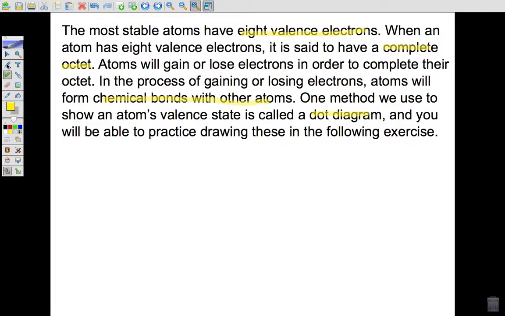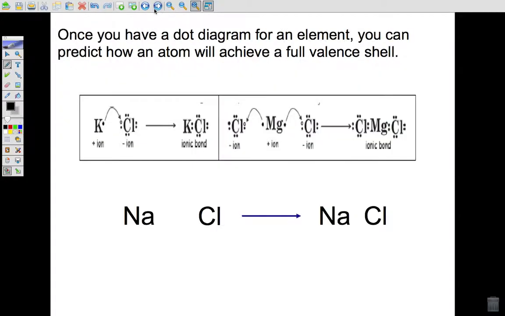You will be able to practice drawing these in the following exercises. So let's begin. Let's practice following these so that we can create models to show electron transfer. Once you have the dot diagram for an element, you can predict how they will achieve the full shell. Here's one prediction. We have potassium, which is a +1 ion, and chlorine, which is -1.